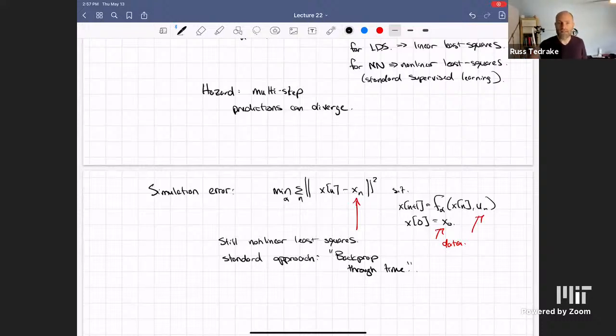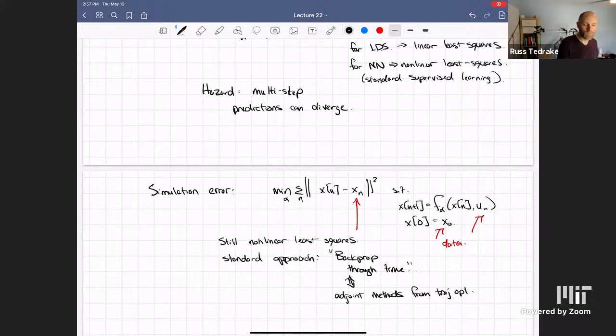And in fact, the gradients of that trajectory optimization problem use the same equations. If you want to find the backprop through time equations, you can go to our trajectory optimization chapter in the text, because they're exactly the same equations. Backprop through time is synonymous with the adjoint methods from trajectory optimization. People in machine learning talk about it being independently rediscovered.